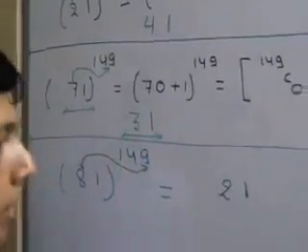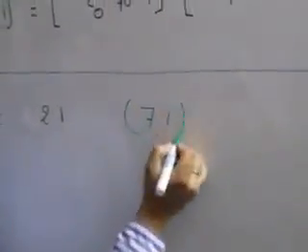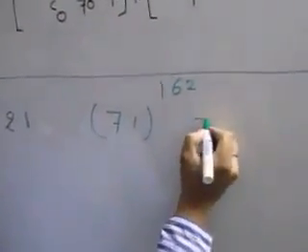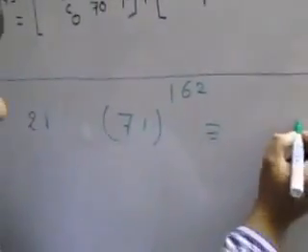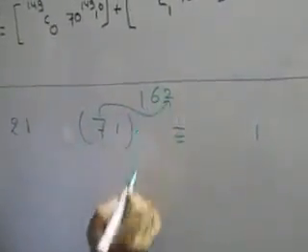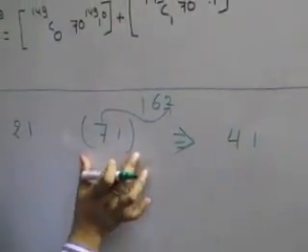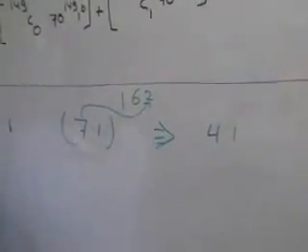Let's take one more example. If I give you 71 to the power 162, the last digit must be 1. The second last digit is equal to the unit digit of the product of 2 and 7. 2 times 7 is 14, hence 4 here. So the last two digits of this particular expansion are equal to 41.